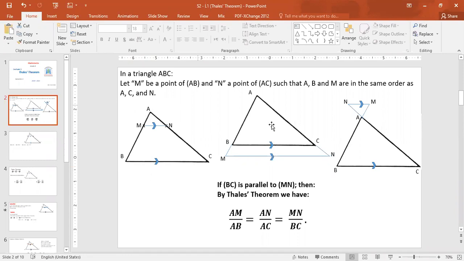Let us directly look at the second figure. Also in this figure, we have a triangle ABC. We have taken the 2 points M and N. But here, I have taken M outside AB. I have taken N outside AC. Because M on AB and N on AC should be in the same order. So here, if the line BC is parallel to line MN, can you tell me, Yasmina, who's the opposite vertex to BC and MN?